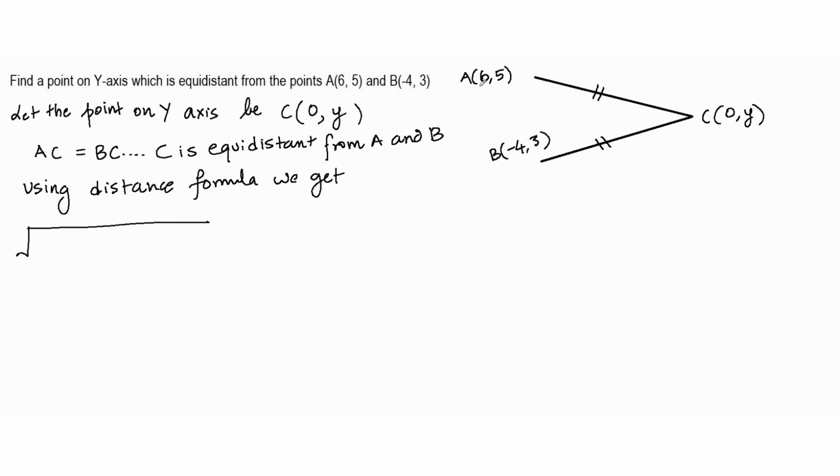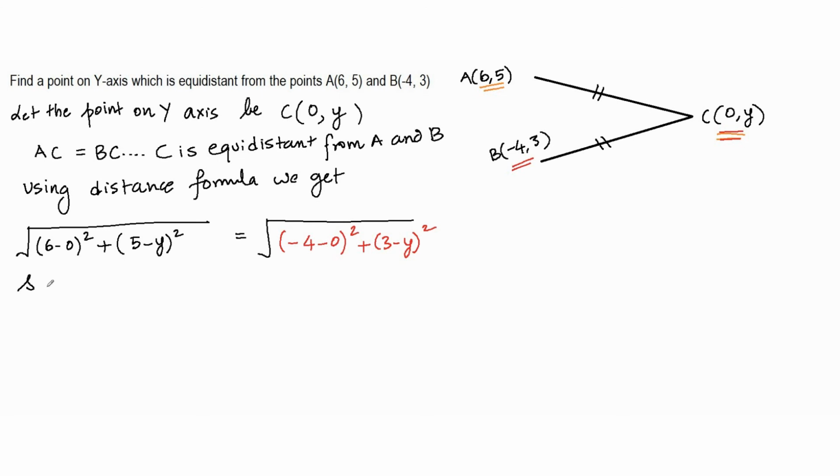So using the distance formula, to find the length of AC, I know that it is square root of. So when I find AC, I should be taking coordinates of A and C. So AC is going to be under root of (6 minus 0) the whole square plus (5 minus y) the whole square. This is equal to square root of the distance between B and C. So to find the distance between B and C, I should take coordinates of B and C. That's going to be (minus 4 minus 0) square plus (3 minus y) the whole square.